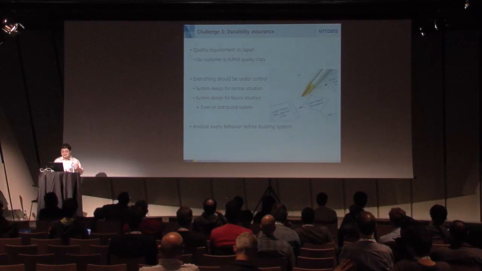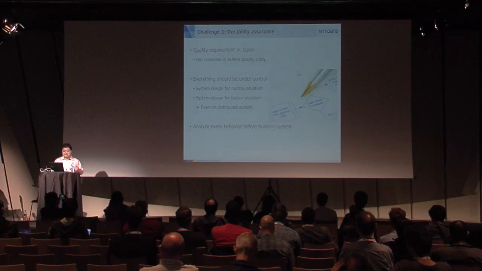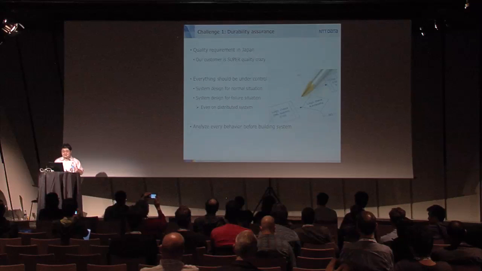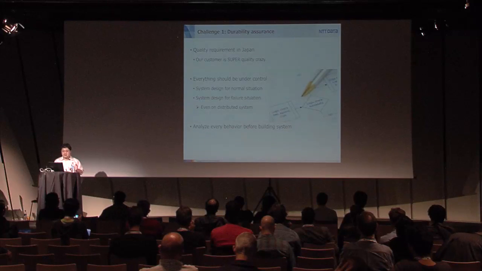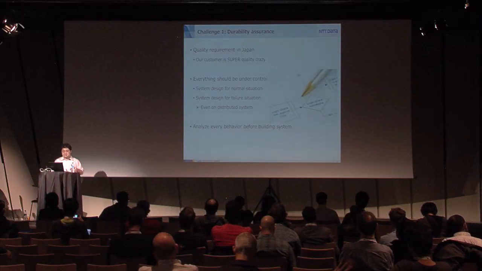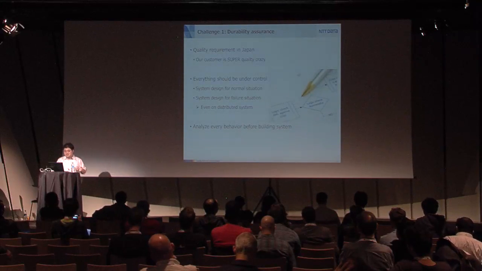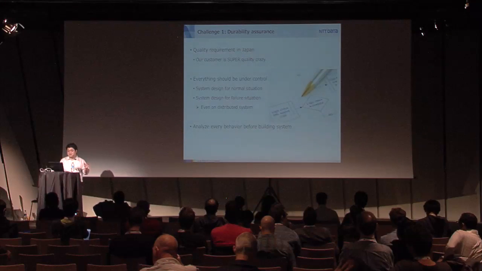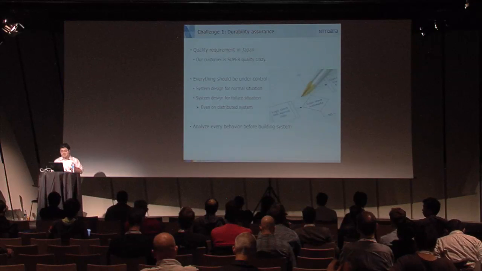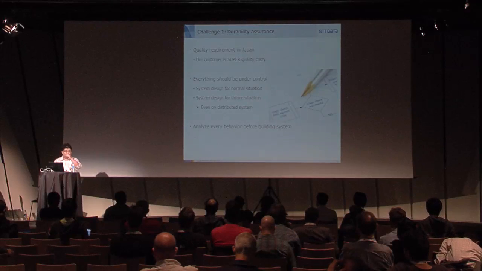The first challenge is the assurance of data durability of Swift. Japanese customers are often very sensitive about the quality of the system, and our customers are extremely quality-conscious. In their culture, system design is a very important thing, and everything should be under control. You should design the behavior of the system not only in normal situations but also in failure situations. In Swift, it's not so easy to design all of the behavior because Swift is a distributed system and many components on many servers work together to build the whole function. But we have to analyze every behavior before building a system. That was the big problem we faced first.